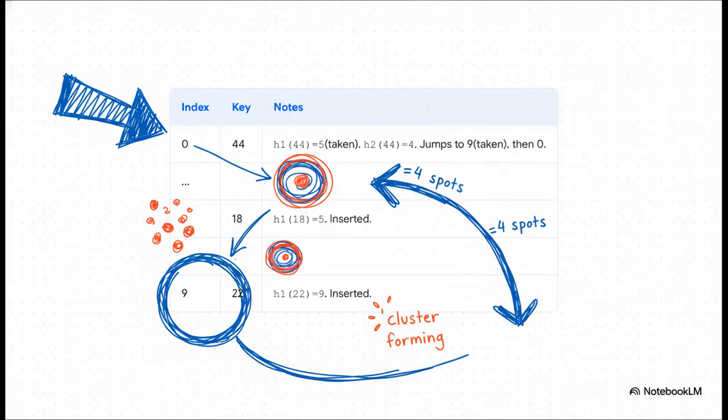Now watch this. Just like before, our key 44 hashes to location 5, and it sees 18 is already sitting there. But now, instead of just meekly checking slot 6, we use our second hash function, and it tells us to jump 4 spots. So we check location 9. Whoops, that's taken too. So what do we do? We jump another 4 spots, which wraps us right around the table, and we land in the empty slot 0. See? We completely avoided that traffic jam that was forming around slots 6 and 7.